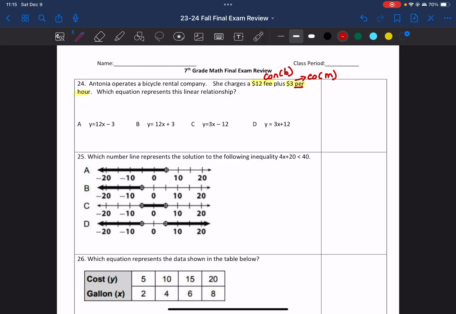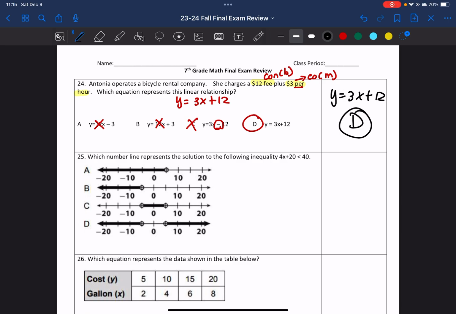Okay, I know that I'm going to have y equals 3x plus 12. Which one matches that? This one does not, because it has 12x. Neither does this one. This one does, but it's a negative instead of a positive. Can't be that one. It's going to be D. Okay, so y equals 3x plus 12, or D. Okay, let's look at number 25.